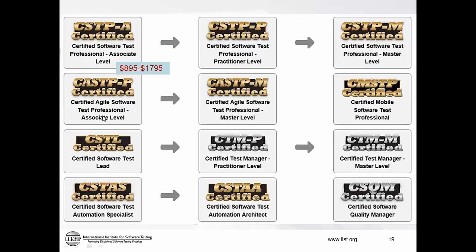And here are 3 days of training to become a certified Agile software tester professional. Those 3 days of training will get you this certification, the practitioner level, plus it is going to be used to maintain the other certification, and so on. So you can jump from one certification to another. You don't have to go through the whole route.